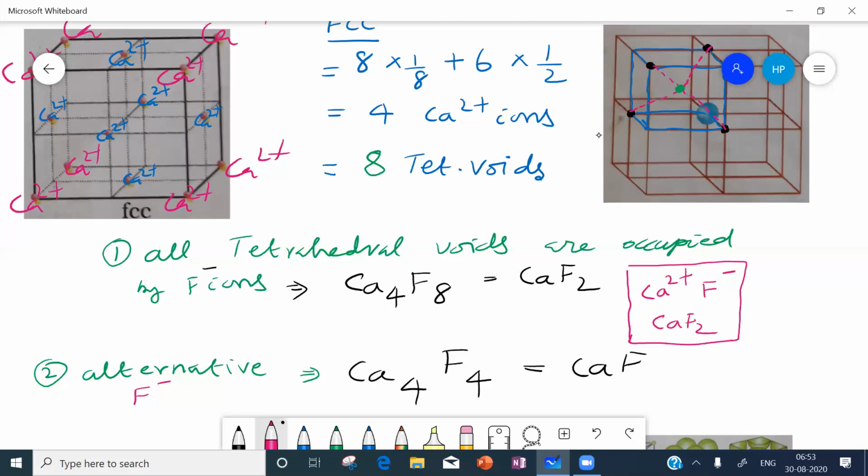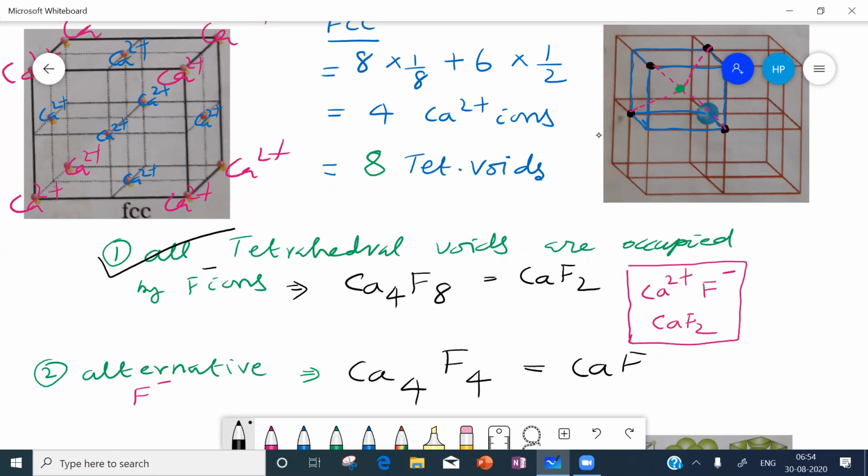Now we will see the calcium fluoride crystal structure. Calcium is forming FCC, that is okay. F minus occupying tetrahedral voids. How many tetrahedral voids? Will you say all tetrahedral voids? Will you say alternate? Okay. You are saying that all tetrahedral voids. So what is the conclusion? Let us go for conclusion.